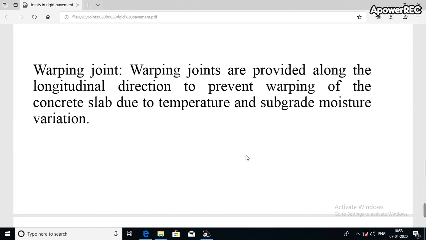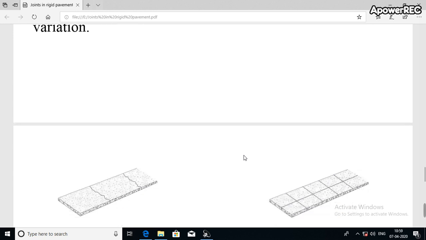They are provided along the longitudinal direction to prevent the warping of the concrete slab due to the temperature as well as the subgrade moisture. So, warping joint. In the longitudinal direction, and in case of the expansion joints, they are mainly provided in the transverse direction.